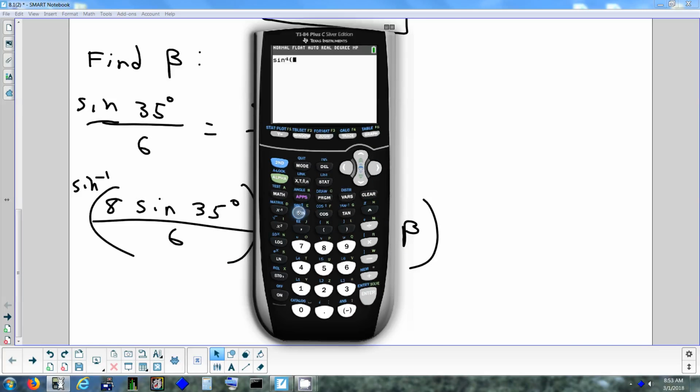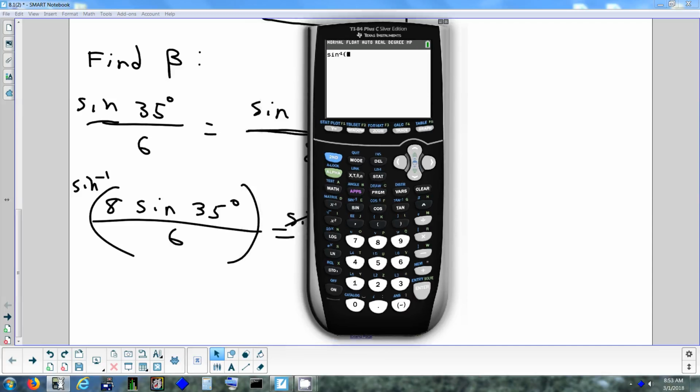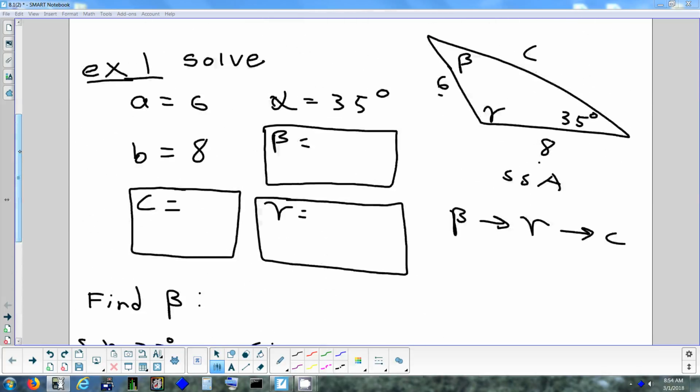And we're going to do second inverse sine of 8 sine 35, close parenthesis, divided by 6, close parenthesis. Okay, so I get an answer of 49.886. So this is not a no solution problem. How do I know? I just got a solution, 49.886. Okay, so I have at least one solution.